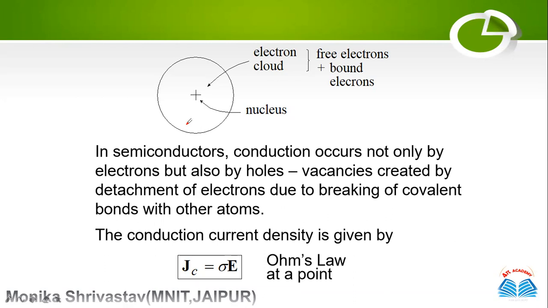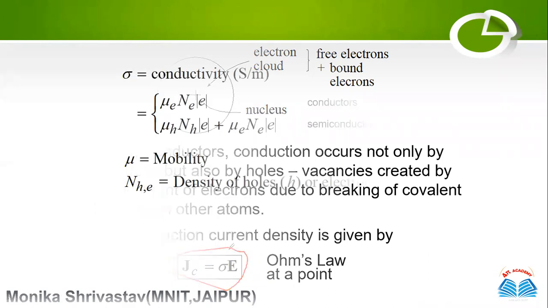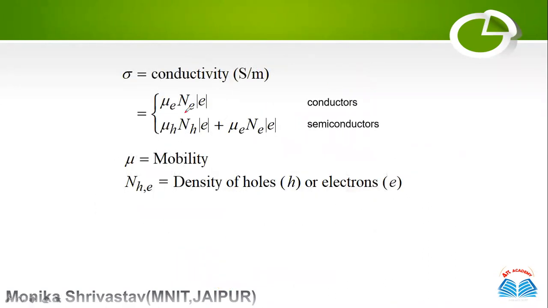So the formula for conduction current density comes from Ohm's law at any point. That is Jc equals sigma E, where J is the current density, and sigma, you know from Ohm's law where we talk about resistivity and conductivity, is the conductivity, and E is the applied electric field. So this is the conduction current density. Now we'll talk about this sigma.